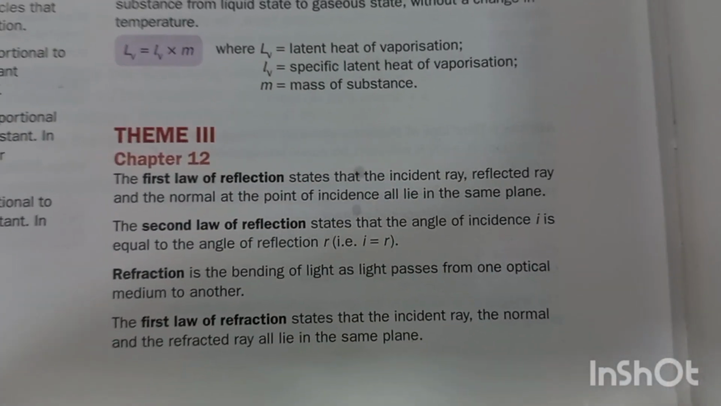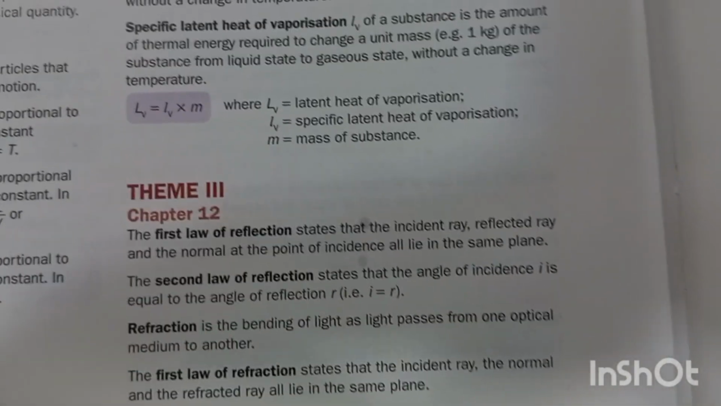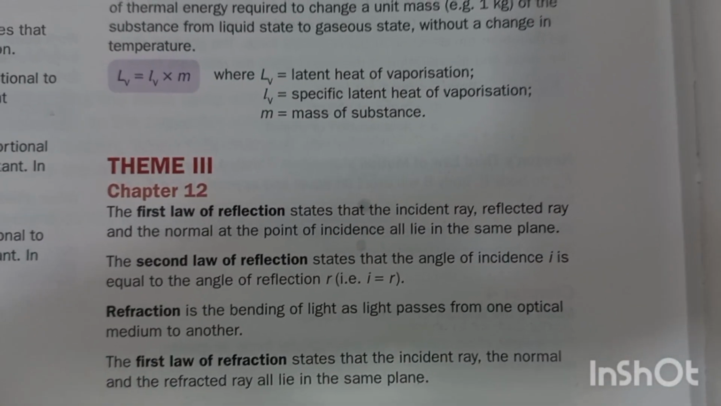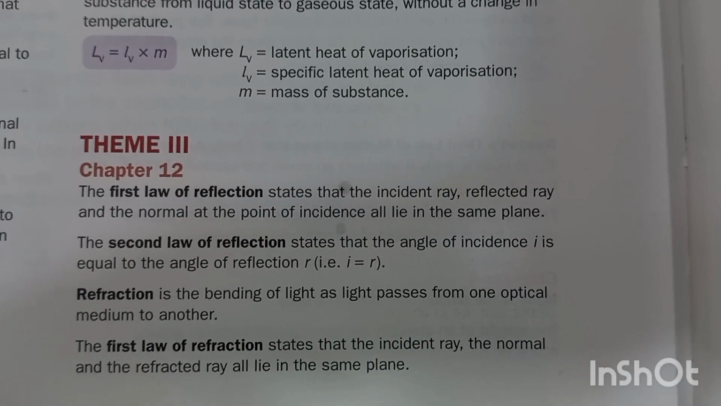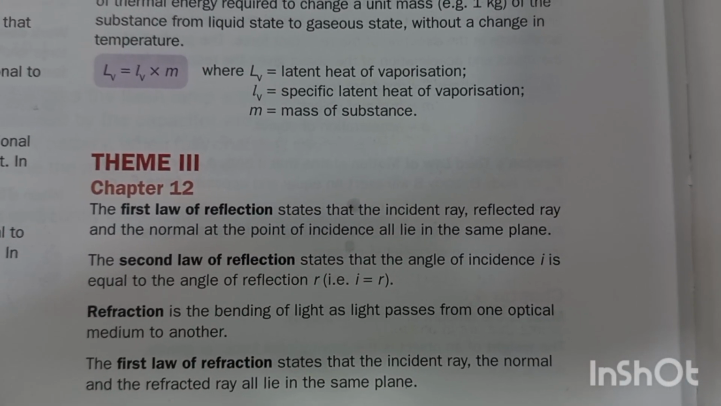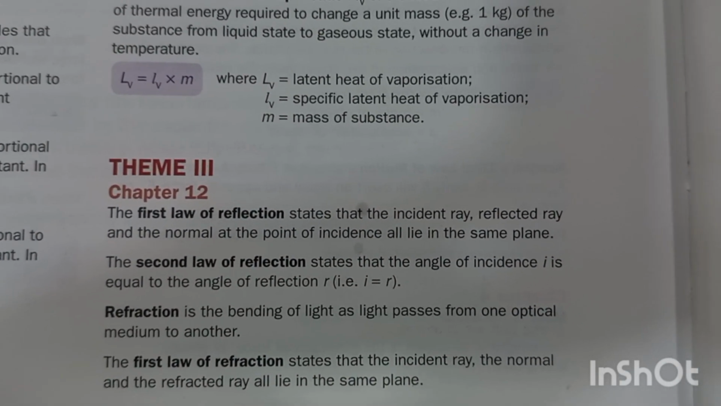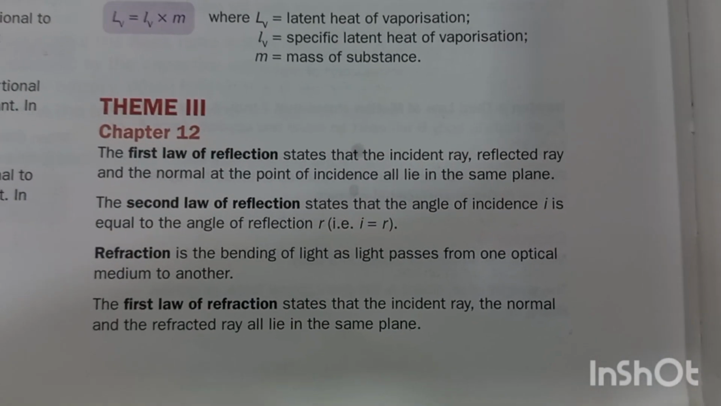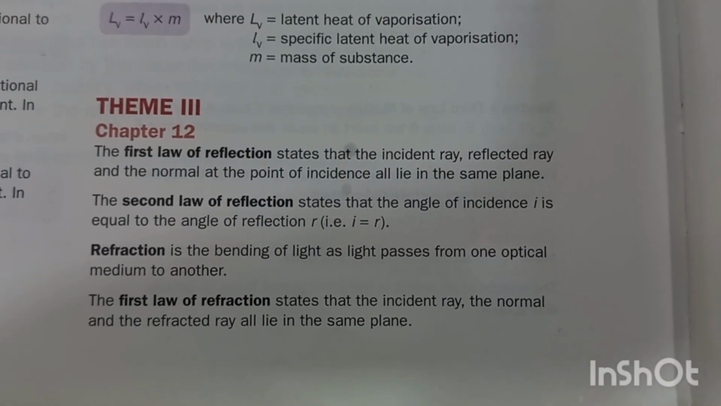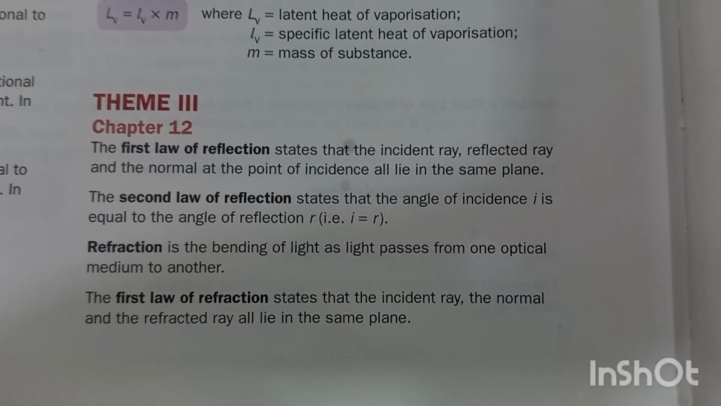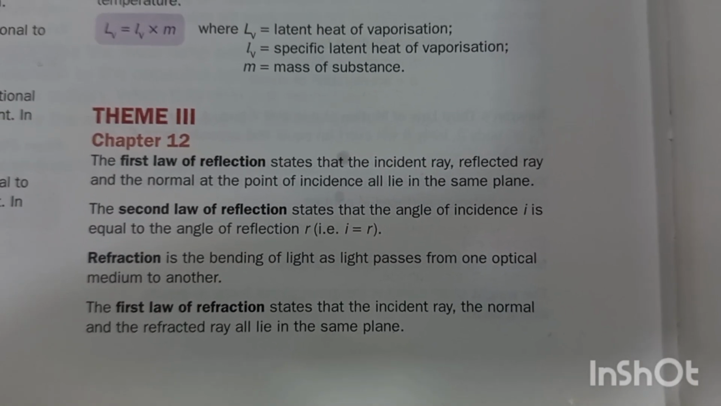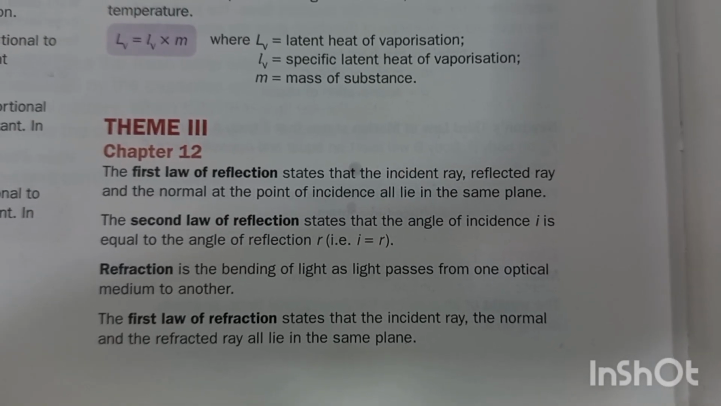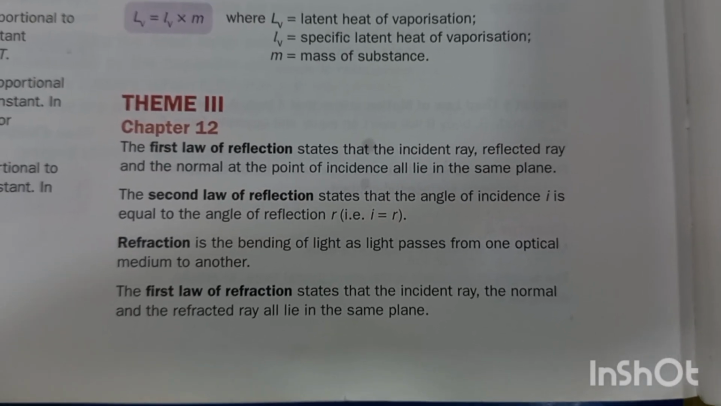Then we have chapter number 12. The first law of reflection states that the incident ray, reflected ray, and the normal at the point of incidence all lie in the same plane. The second law of reflection states that the angle of incidence i is equal to the angle of reflection r, meaning angle i equals angle r.